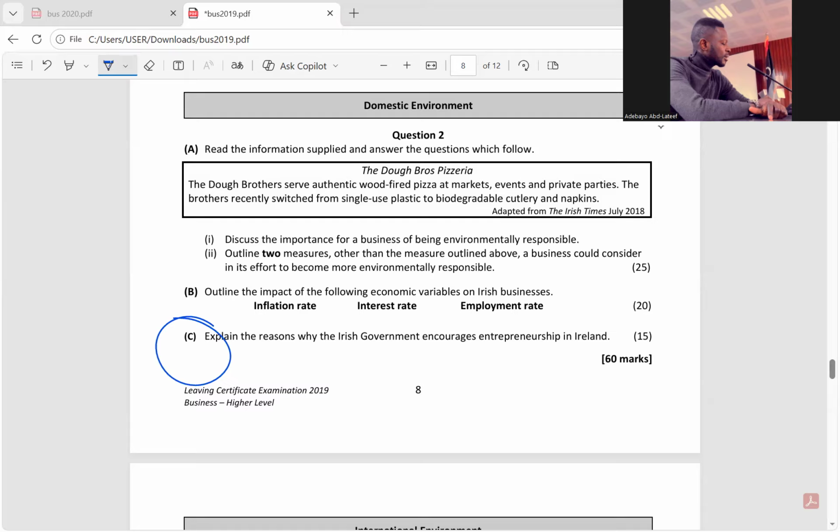Number 1, employment. As more businesses are set up in the country, they employ more workers. That reduces unemployment rates. So more enterprise will result in more jobs available. People will have more jobs because more enterprises have been set up. Do you get that? It's a common sense thing.